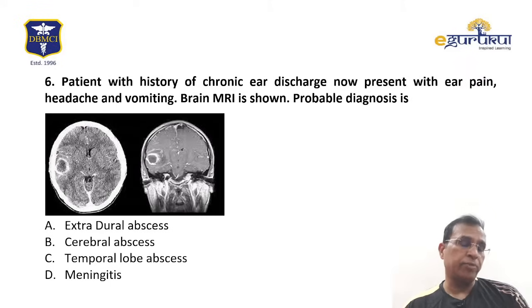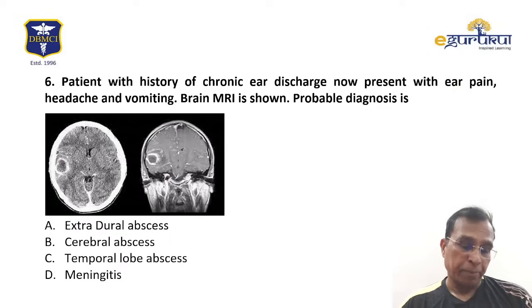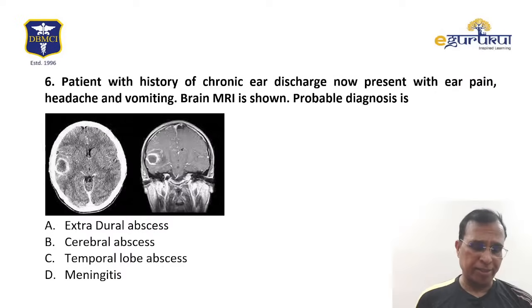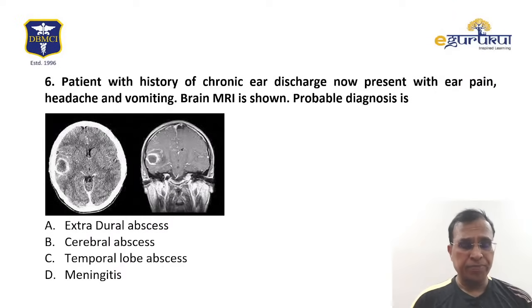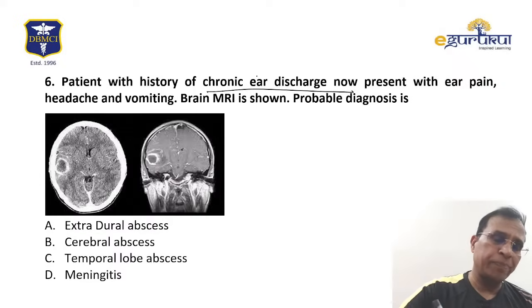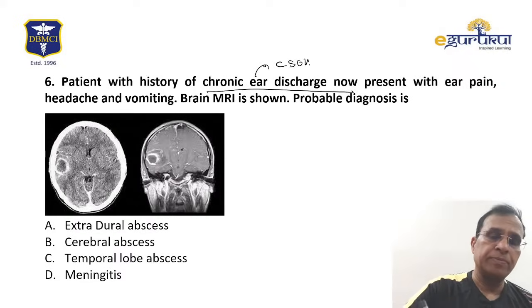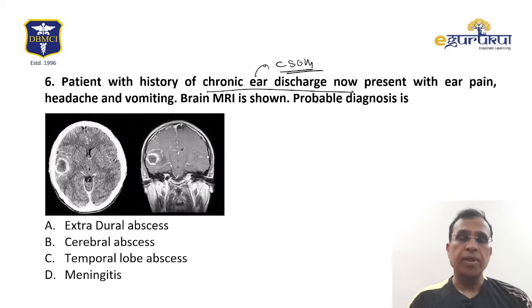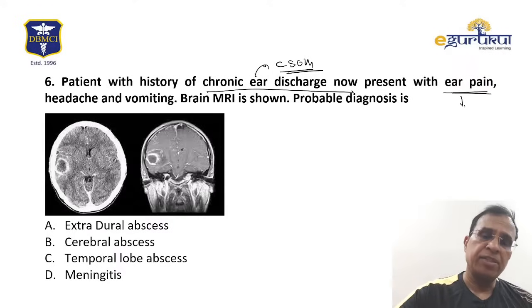Okay, this is a very simple question. Patient with history of chronic ear discharge, now presents with ear pain, headache and vomiting. Brain MRI is shown. So the probable diagnosis? It's straightforward, isn't it? Now you can see the image. So chronic ear discharge is CSOM, and if there is pain, it's more likely to be unsafe. Safe does not cause pain, unsafe causes pain.